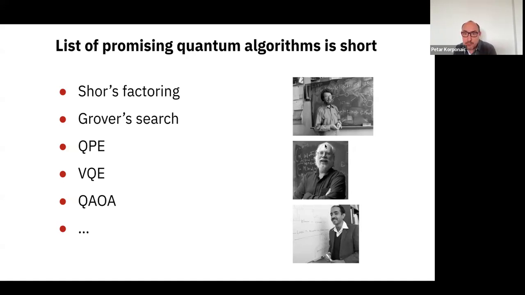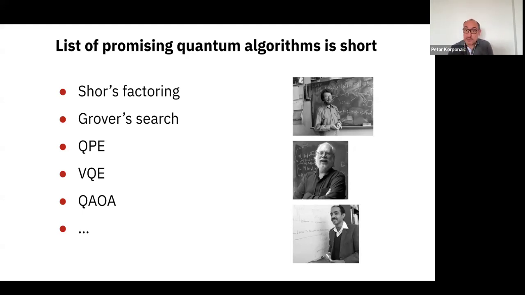On this picture, you can see a few famous scientists like Bell, Shor, Grover, and there are only a few quantum algorithms which are promising, which are scalable, which are resistant to noise and so on. And if you want to solve some real-world problem on a quantum computer, you can use only a small set of algorithms, and this is the problem.